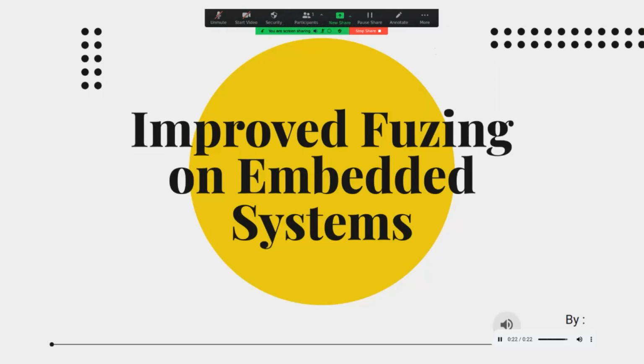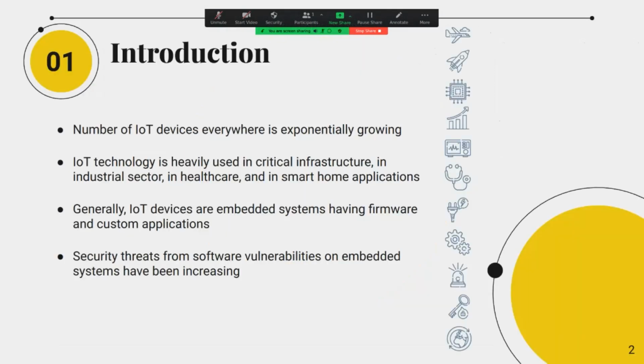Let's get started. Have you noticed how the number of IoT devices is exploding? They're literally everywhere, in critical infrastructure, industry, healthcare, and our smart homes. These little things are like embedded systems with custom applications, making everything so connected and convenient. But here's the catch. With all this growth, security threats are also on the rise. Those software vulnerabilities in embedded systems are becoming a real concern. We need to watch out for that.